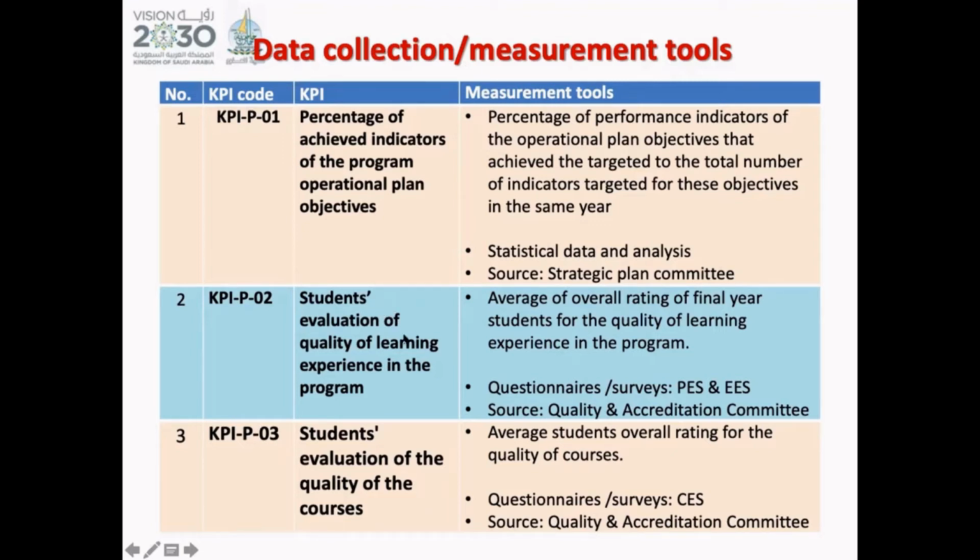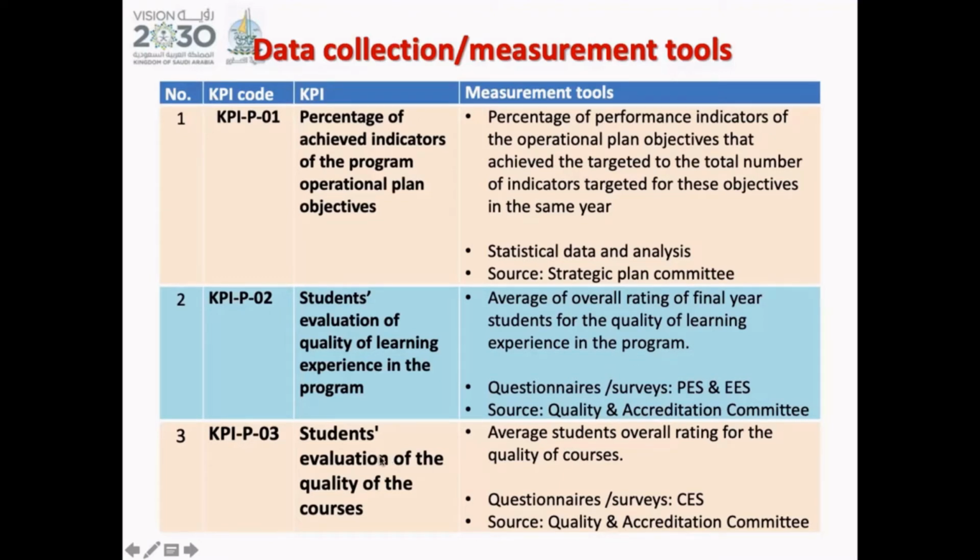KPI number 2 is about the student evaluation of the quality of learning experience in the program. This is about the average overall rating of final year students. Normally, after the project presentation, we ask the students to fill in a survey. The survey is about the PES and EES, the two important surveys here: the Program Evaluation Survey and the Experience Evaluation Survey. So the data for KPI number 2 we get from these two surveys. Normally the quality and accreditation committee has this data.